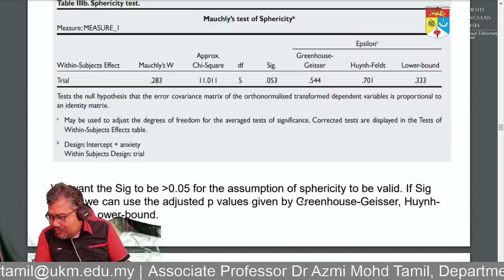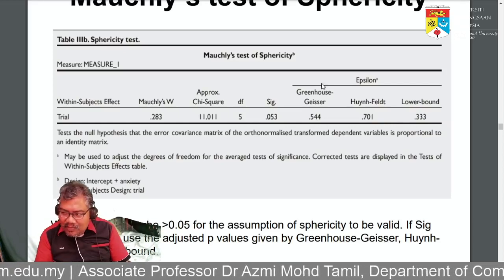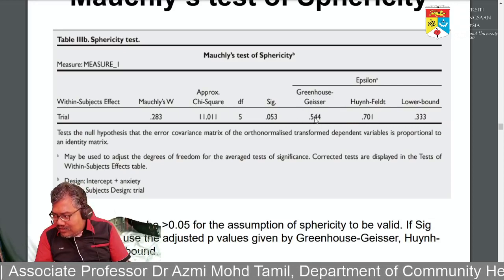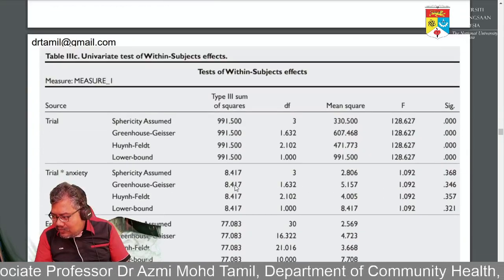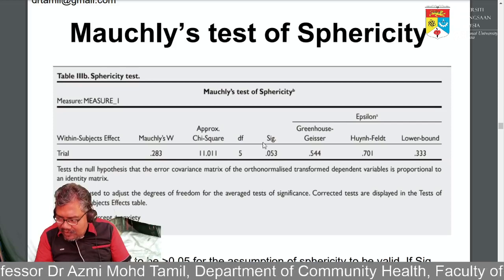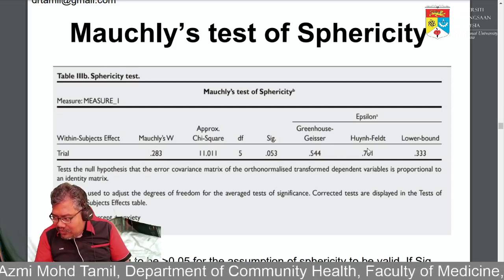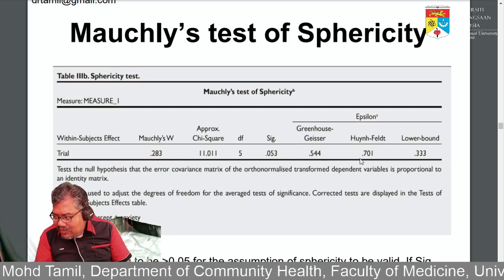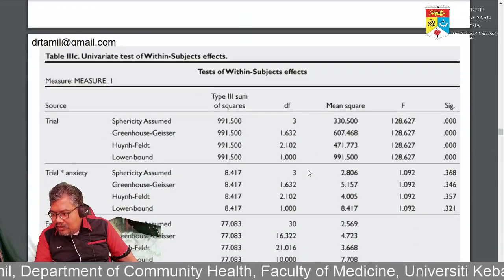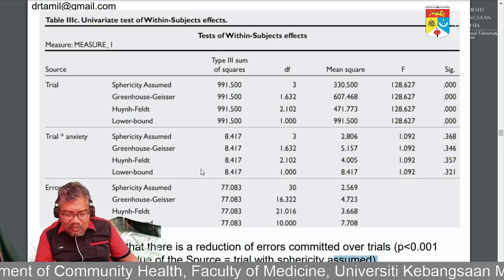Okay, you can see here, we have Huynh-Feldt of 0.701, Greenhouse-Geisser of 0.544. Since it is less than 0.75, we will take the Greenhouse-Geisser value. So the Greenhouse-Geisser value is this one. If the p value is smaller than 0.05, which one will we choose between Greenhouse-Geisser and Huynh-Feldt? We will take Greenhouse-Geisser because the epsilon value is less than 0.75. That is how we choose. What happens is you select Greenhouse-Geisser instead of the Huynh-Feldt. No difference whatsoever. They are all the same.